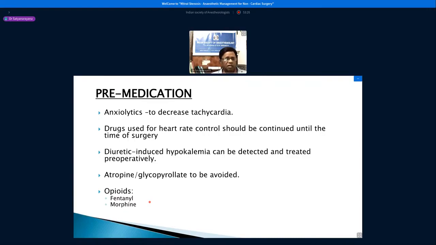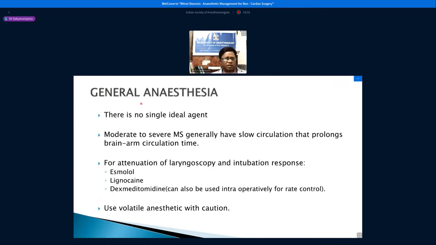And in some cases, particularly in LV dysfunction in major surgery, morphine could be a choice of drug. As far as general anesthetic agents are concerned, there is no single ideal agent. But remember, there is a moderate to severe mitral stenosis. Generally, they have a slow circulation that prolongs the arm-brain circulation time. That means the onset of action is delayed in these patients. So the drugs are to be given very slowly, and wait till the drug effect sets in. So there's a delay in onset of action because of slow arm-brain circulation.